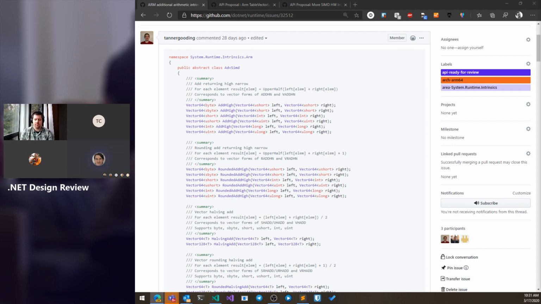So back to Tanner's comment, for most of the operations we've exposed so far that have high and low variants, we've named them, for example, add high and add low. But obviously that's going to conflict with the name that I used here for add high. Do we have a better name we can use for give me the upper half of the result?